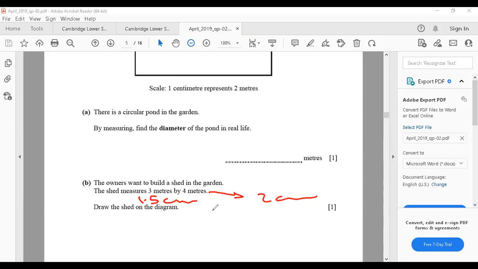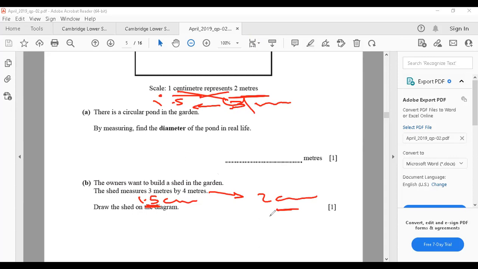So he gives you the real measure, 3 meter by 4 meter. It's a rectangle. As long as we have only 2 dimensions, I represent a rectangle. I already know that 1 centimeter is represented by 2 meter. So 3 meter equals how many centimeter? Crisscross: 3 times 1 divided by 2 equal 1.5. So this is represented by 1.5. So 4 meter will be 4 times 1 divided by 2 equal 2 centimeter.